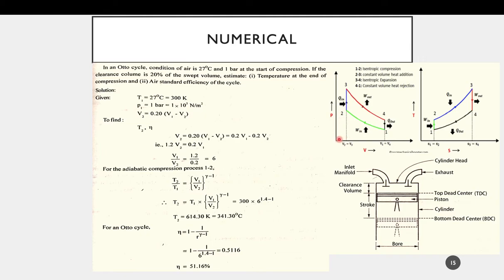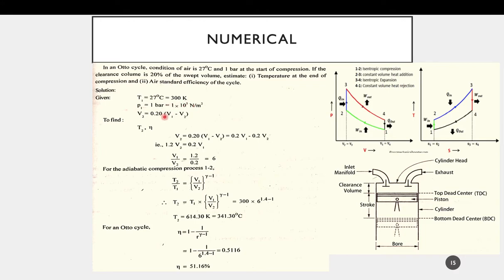So the volume V2 is the clearance volume, and volume V1, from the origin to state point 1, represents the total volume. The swept volume is V1 minus V2, because the piston will be sweeping between 1 and 2. Swept volume is V1 minus V2. Now in the question it is given that the clearance volume is 20% of the swept volume, so the clearance volume V2 is 20% of the swept volume.